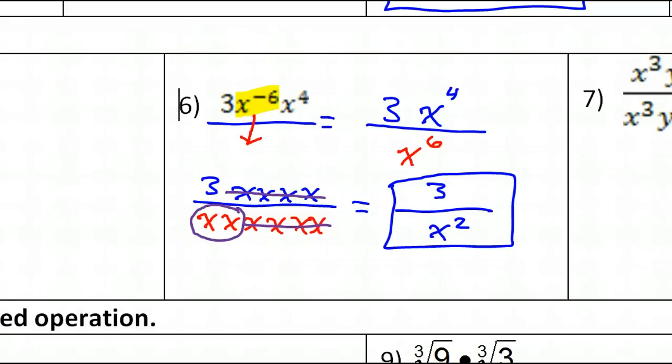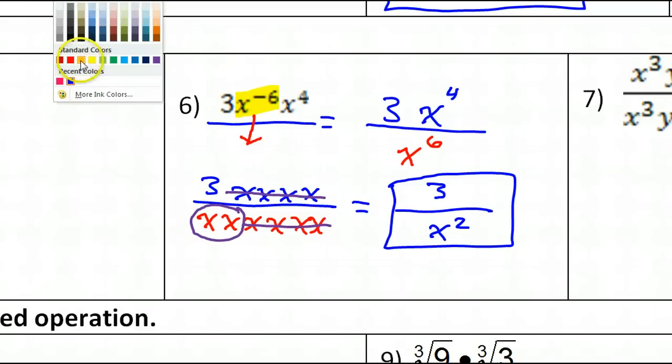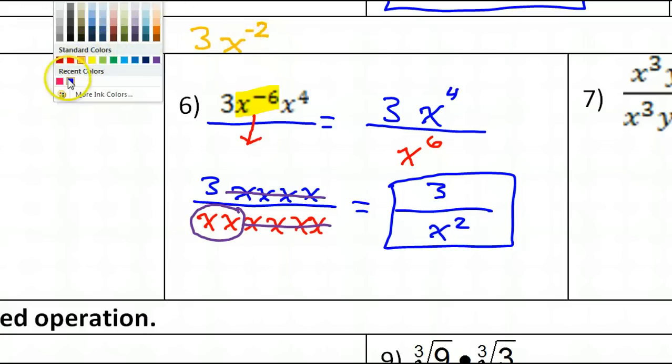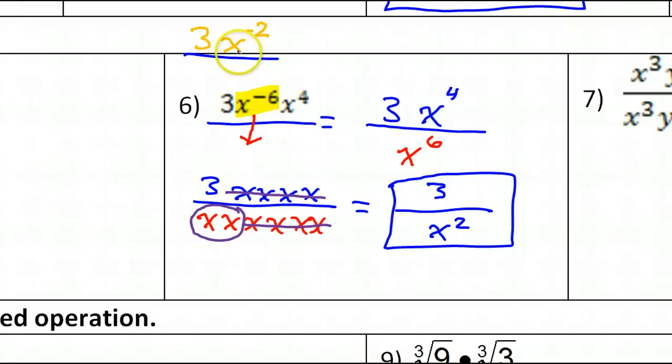So another way to think of this problem, I think I'll do this in a different color. Since we have like bases, you can think of it as adding these exponents. So I would have 3, and then if I simply add the negative 6 and the 4, that would be 3x to the negative 2 power. Now, the fact that this is negative lets us know that we need to drop down to the denominator. So that would become 3 over x squared, which is what we had before. So there's just two different ways to think about it.